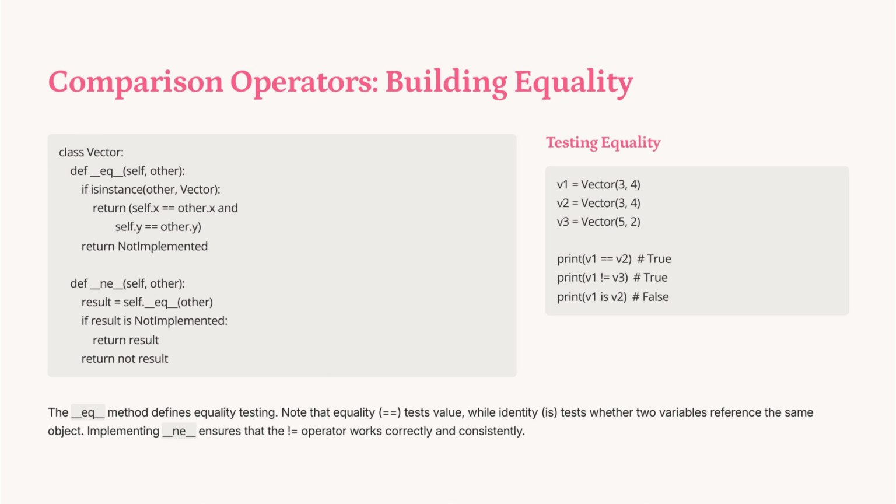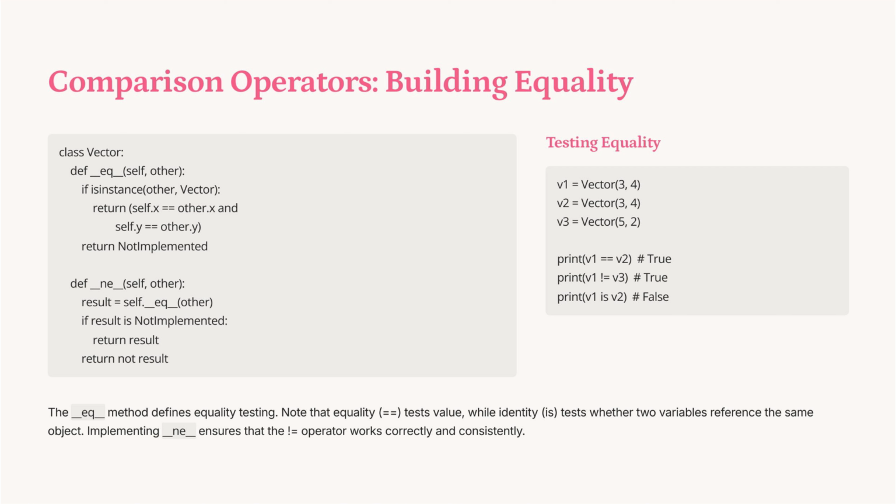In Python, the __eq__ method allows for equality testing by comparing values, not identities. For instance, Vector(3, 4) == Vector(3, 4) returns True, while Vector(3, 4) is Vector(3, 4) returns False. Implementing __ne__ complements this by ensuring the != operator functions correctly, returning True when values differ, as seen with Vector(3, 4) != Vector(5, 2).